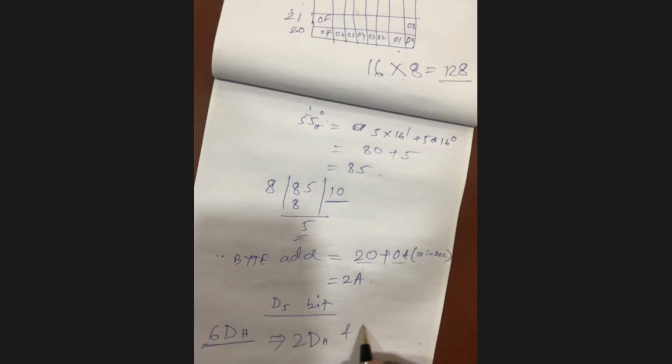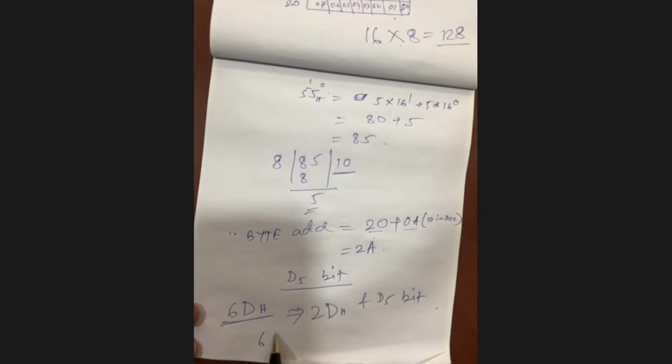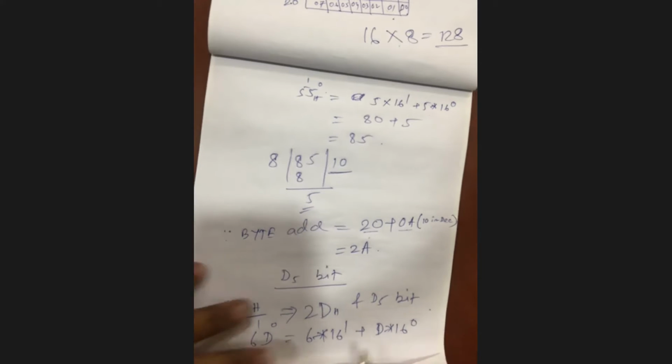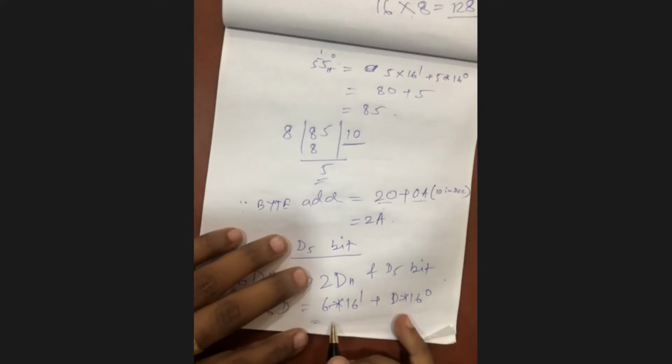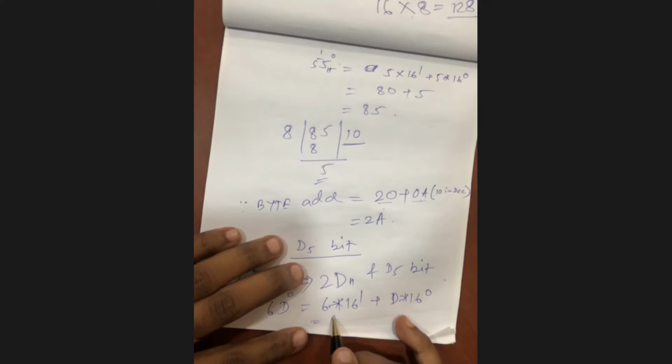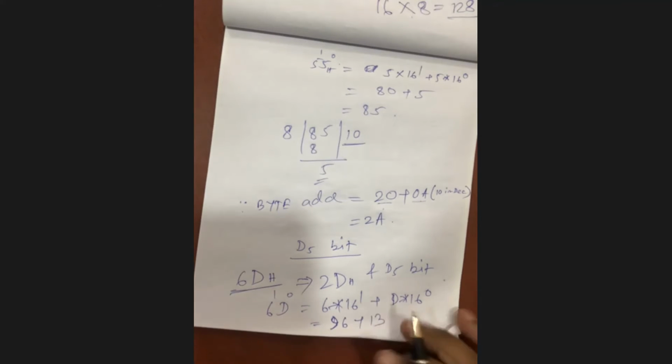Sir, how will it be done? Say 6D: 6 into 16 to the power 1 plus D into 16 to the power 0. 6 into 16 is 96. D means 13. You should write down the total number.